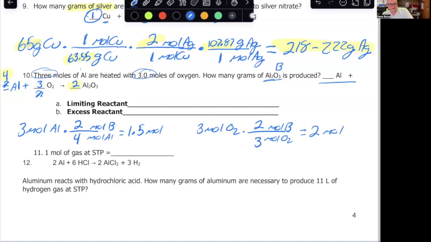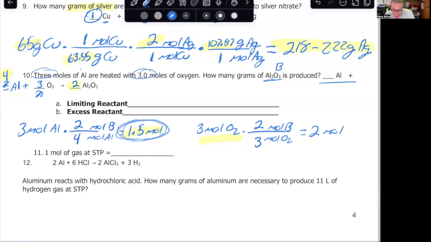Okay, so what that means is, with my 3 moles of aluminum, I can make up to 1.5 moles of aluminum oxide. Once I've done that, I'm out of aluminum. So it really doesn't matter how much oxygen I have. I can't make aluminum oxide without aluminum. And so the most I can make with these two amounts is 1.5 moles of aluminum oxide.